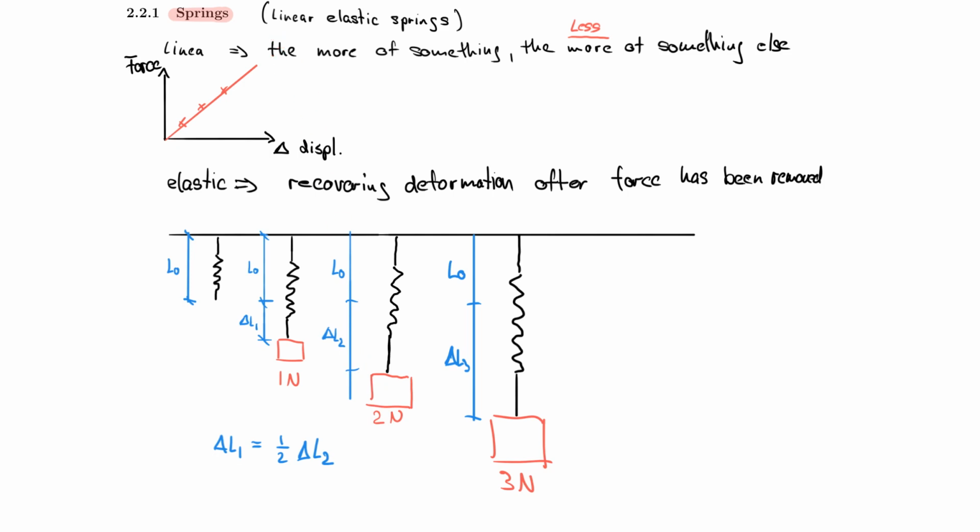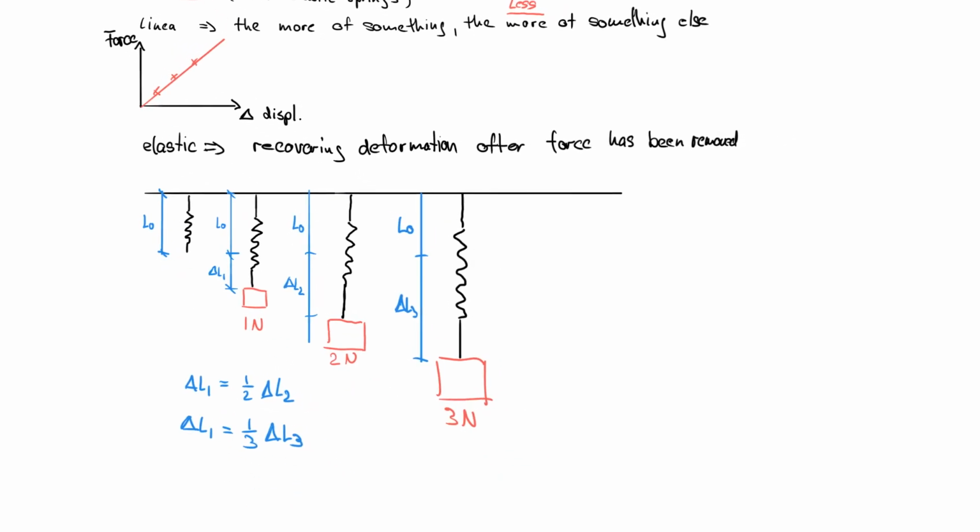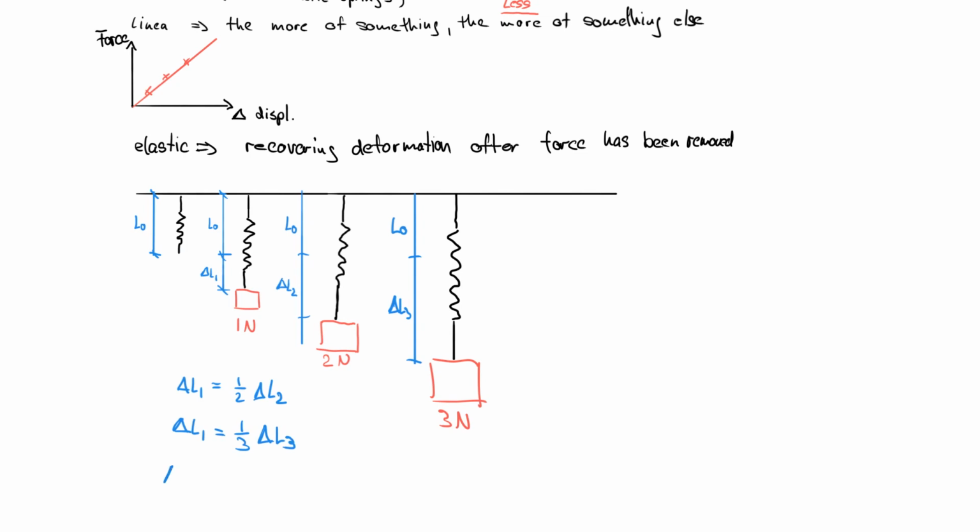Likewise, let's say my delta L1 is also equal to 1/3 of delta L3. Or you might as well say it the other way around. You may say that delta L3 is equal to 3 times delta L1. And so you understand now that the linear elasticity means the more force you put on it, the more it stretches, and the stretch is proportional every time you add more to the system. And that is really what this picture here signifies for you.